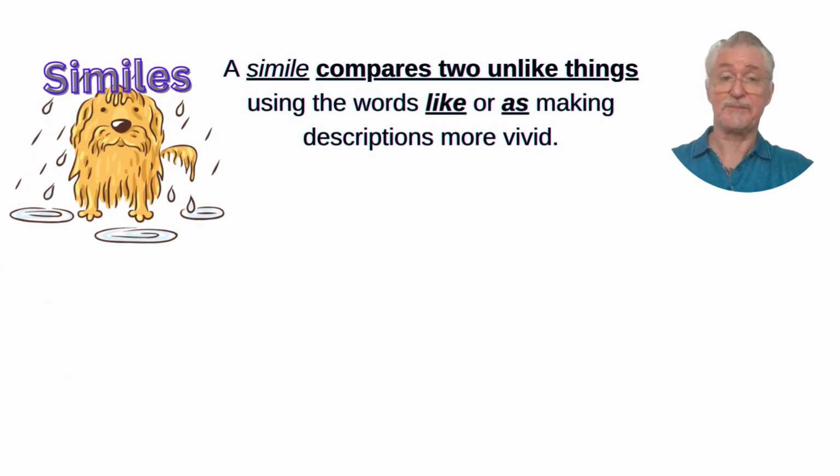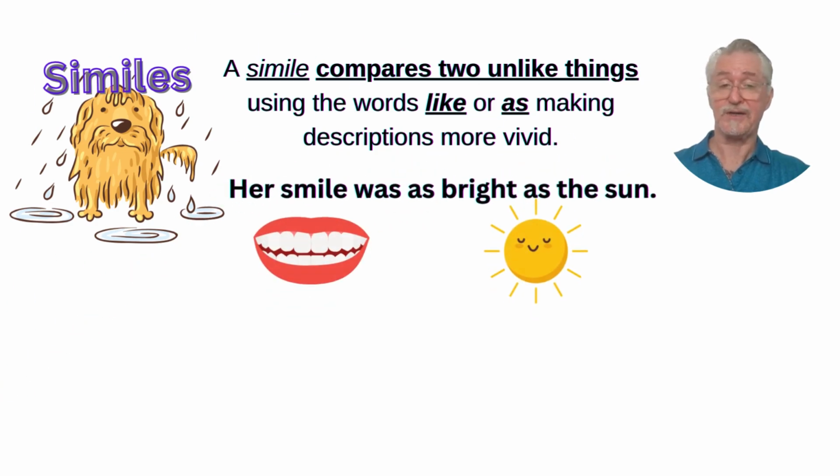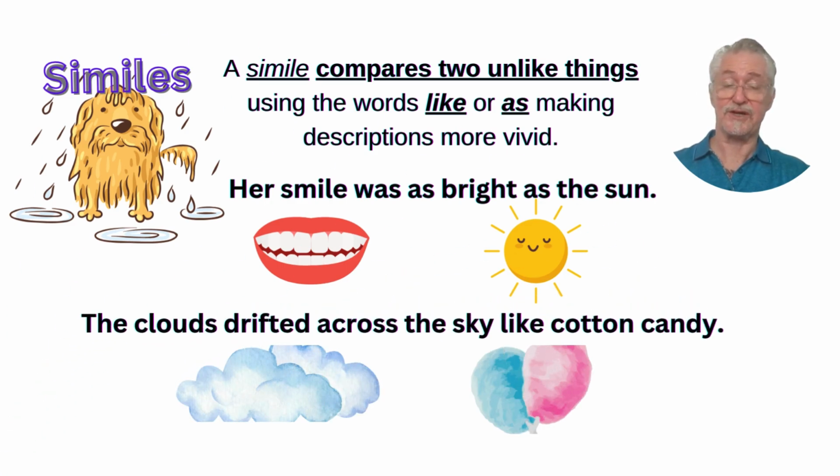Okay, similes compare two unlike things using the words like or as. They make the descriptions more vivid by comparing two unlike things using the words like or as. So, her smile was as bright as the sun. Smile and sun have nothing in common. They are not alike. However, we use the sun here to paint a picture of how bright her smile was. The clouds drifted across the sky like cotton candy. Clouds and cotton candy have nothing in common. However, if you use the simile, the clouds drifted across the sky like cotton candy, we paint a picture of what the clouds looked like as they drifted across the sky.